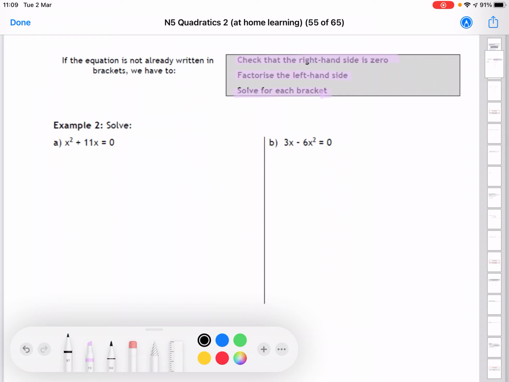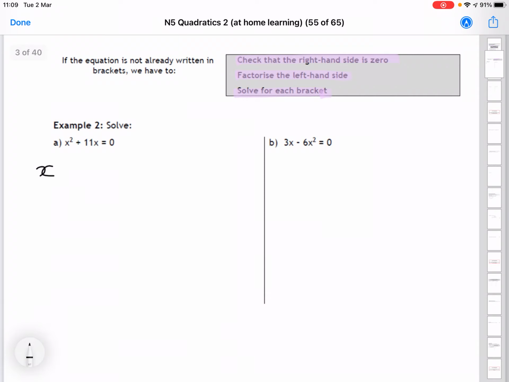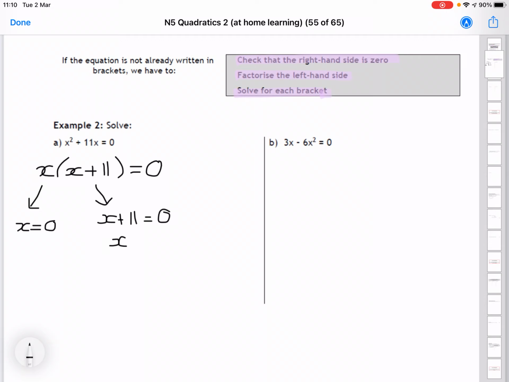Going through the steps, the first thing here we'd look for is a common factor. So x squared plus 11x equals 0. We have equals 0 on the right hand side, so we can just go right into factorising. Here we have a common factor of x, so we would take that out first of all. That gives us x bracket x plus 11 equals 0. Now we can solve this. Either this x on the outside would be 0 or the bracket x plus 11 equals 0. To solve this second one, we would just take away 11 from both sides. So x equals minus 11.